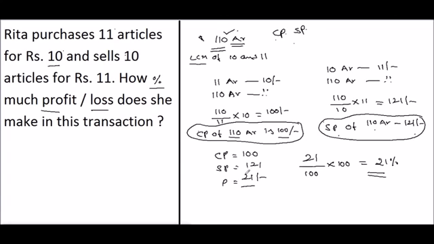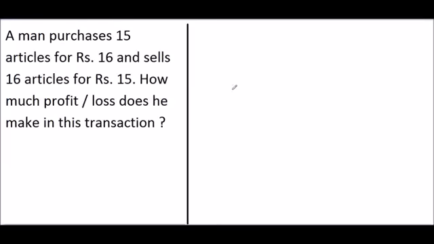Now I'll show you a simple method to get the answer for this one within seconds. Let us move on to the shortcut for this one. Take a similar question now. In this case, you see a man purchases 15 articles for 16 rupees and sells 16 articles for 15 rupees.